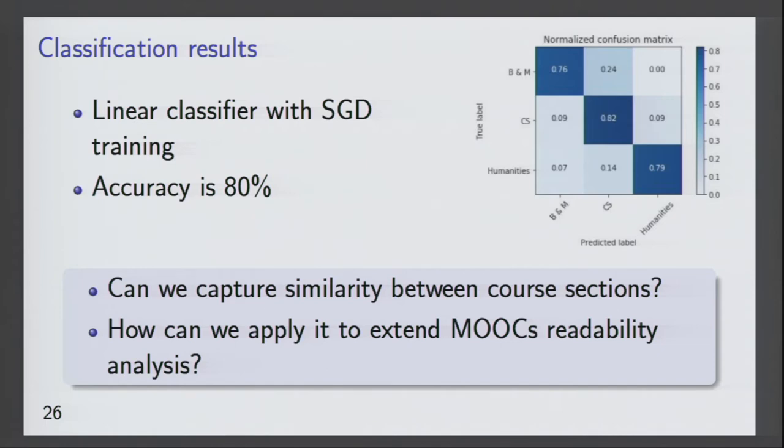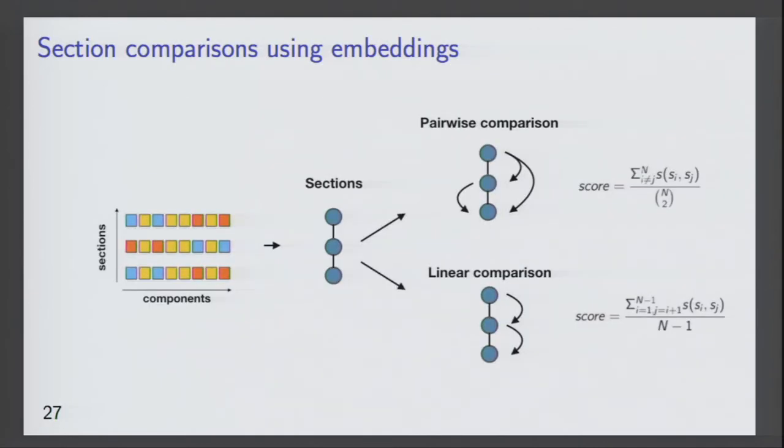And further, we decided to capture similarity between course sections instead of the course overall, and apply this kind of approach to extend MOOC credibility analysis. So now, instead of mapping documents or courses as vectors, we are looking at section content and mapping it as a vector. So we organize all the contents together into one section here. And we chose two measures for comparison. One measure is a pairwise comparison, another measure is a linear-wise comparison.